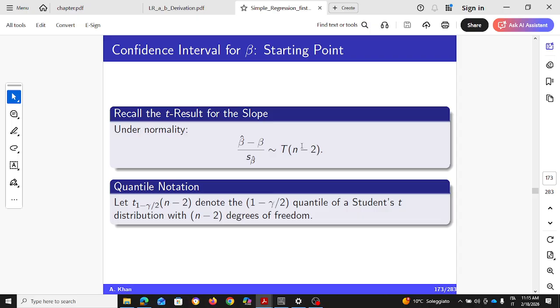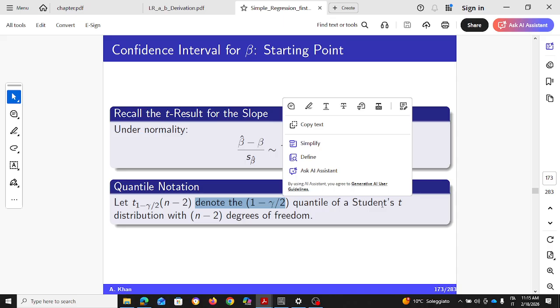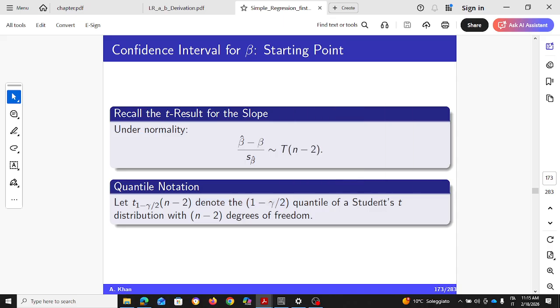Recall, we have this formula. Now let's derive the confidence interval for beta. The starting point is the assumption of normality. We have this distribution for beta which we saw before. Now if we consider this, which is the quantile, sometimes denoted in this way, for the Student's t distribution with n minus 2 degrees of freedom.